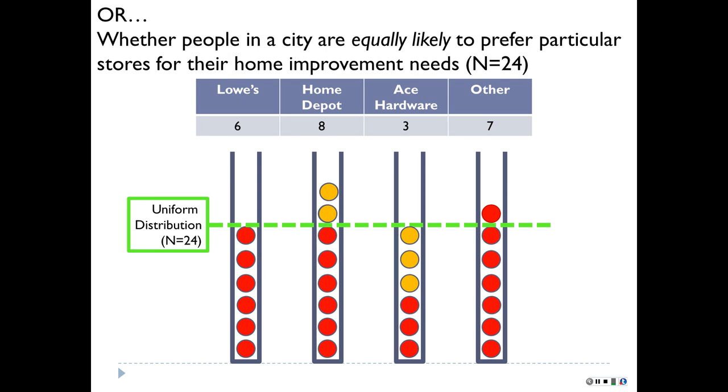And this one, there are three observations that should have been there if there was a uniform distribution. So this one deviates by three. The observed deviates from the expected. The null hypothesis is the expected value. It deviates by three. This one deviates by one. This one deviates by zero. This is the expected value, so no deviation there. So we could add up these deviations here.